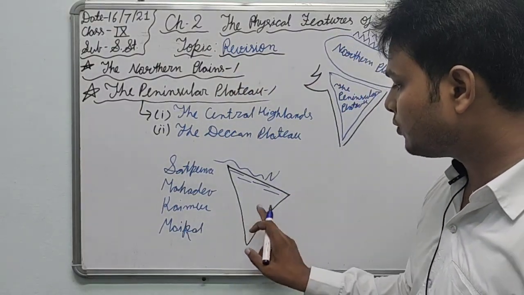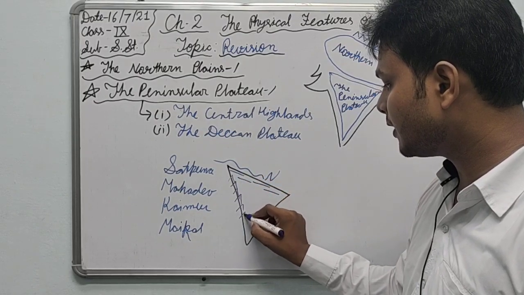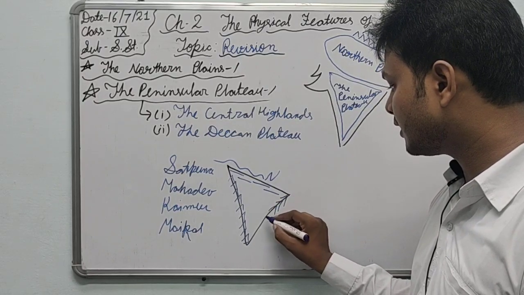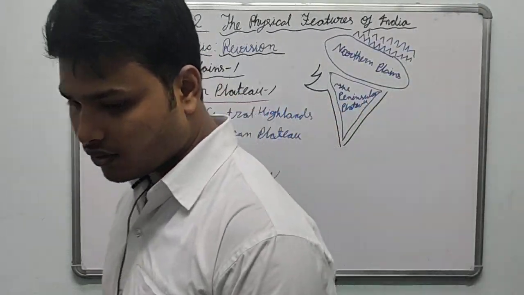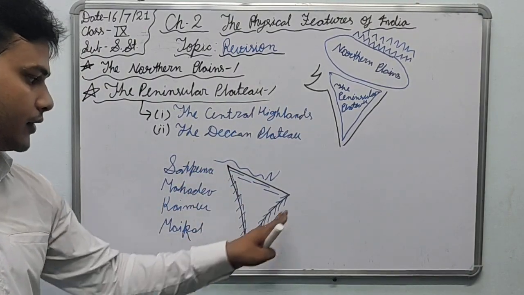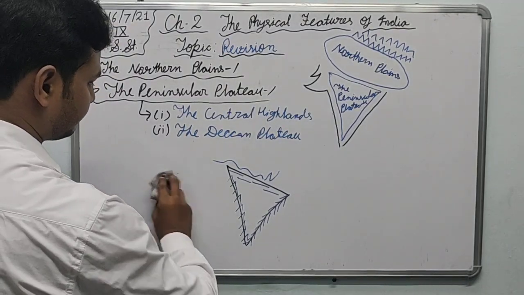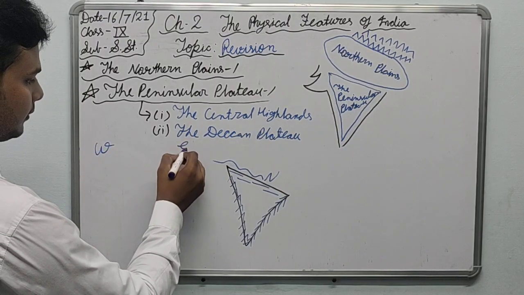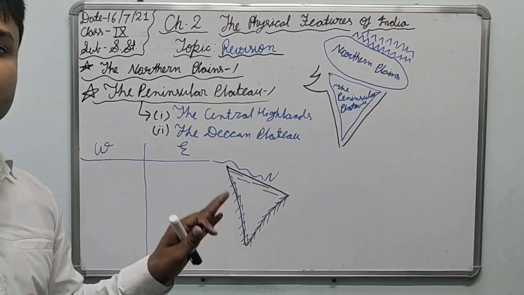After that, the southwest portion of the Deccan Plateau is covered by hills known as Western Ghat, and in the eastern side there are also ranges of hills known as Eastern Ghat. So this northern portion is clear, I hope, and now we are going to discuss the Western Ghat and the Eastern Ghat, which are made by hills.